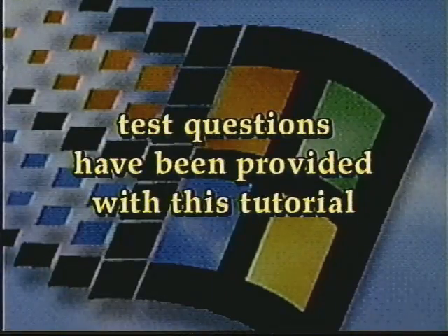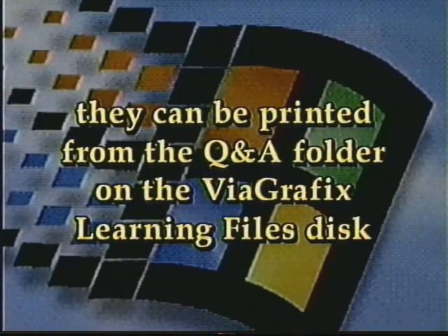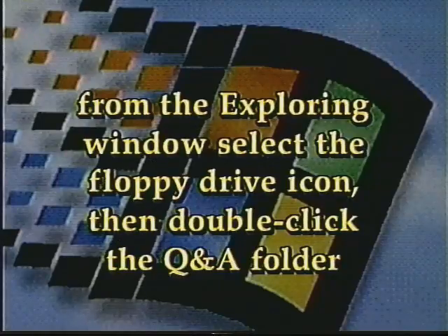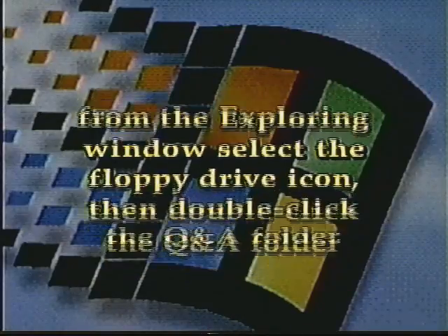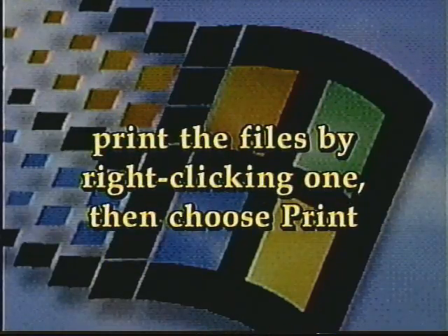We have provided test questions and answers with this tutorial. To view the information, place the ViaGraphics Learning Disk in the floppy drive. Right-click on the Start button and select Explore. In the Exploring window, select the floppy drive icon, then double-click the Q&A folder to open it. These files may be printed by right-clicking one, then choosing the Print command.